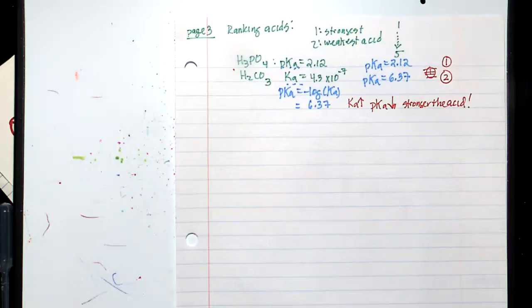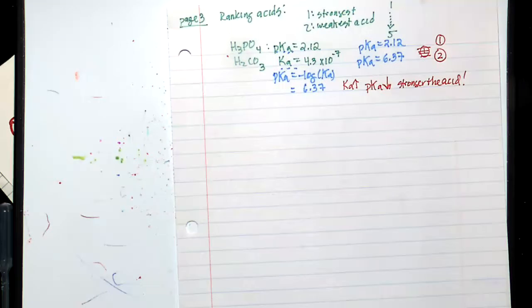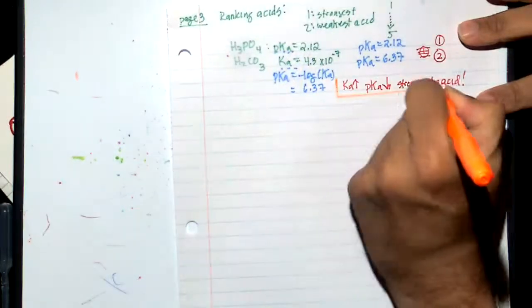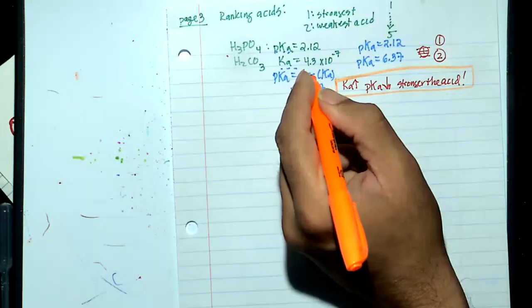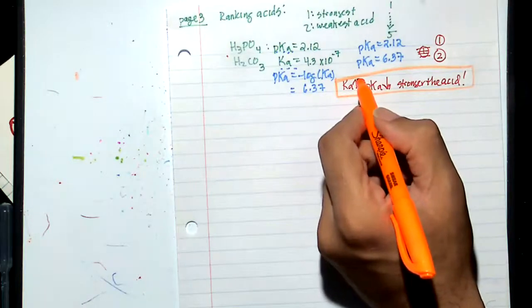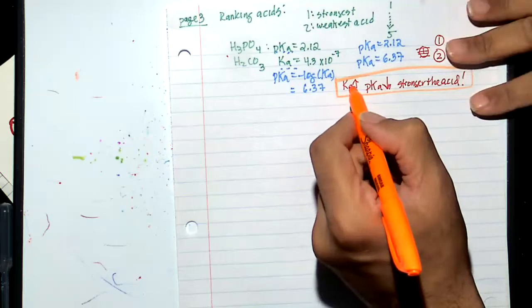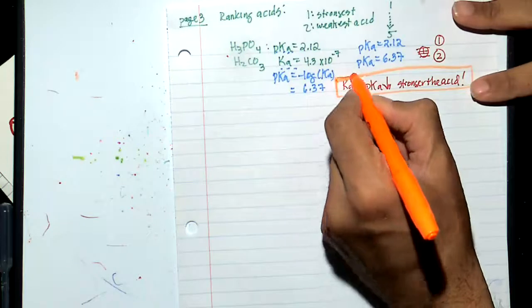So this is what you want to know. The higher the pKa, the weaker the acid. The lower the pKa, the stronger the acid. Or I can say equivalently, the larger the Ka. Remember, if I have $1 million, am I moving forward or backward? If your Ka is 10 to the 6th, then you're a really strong acid.